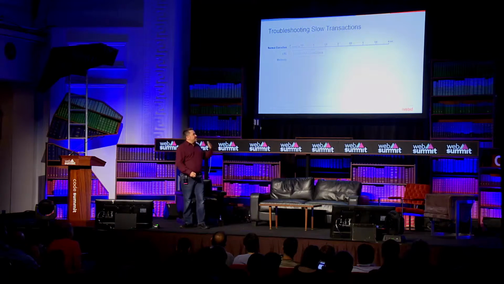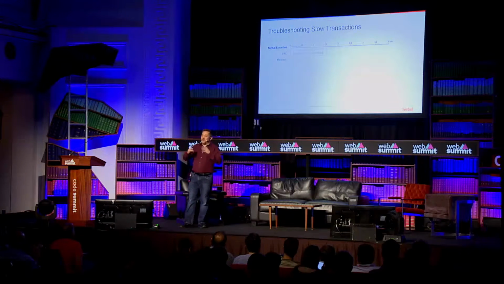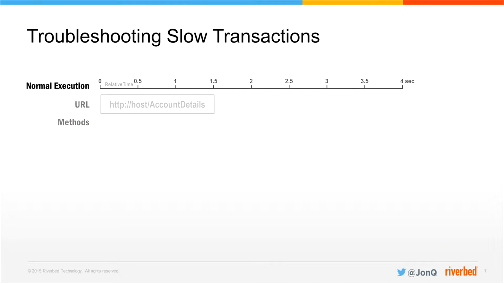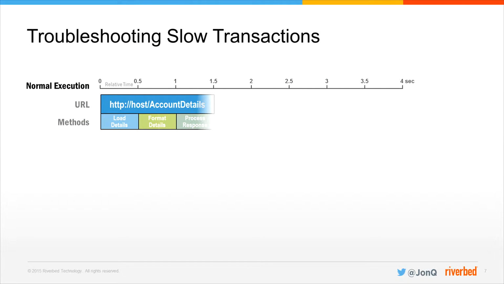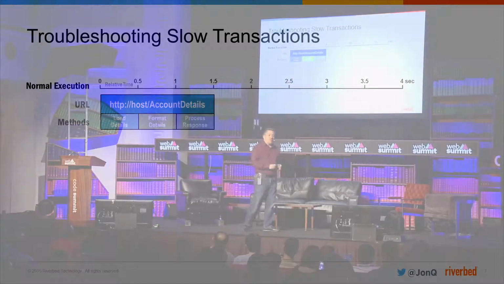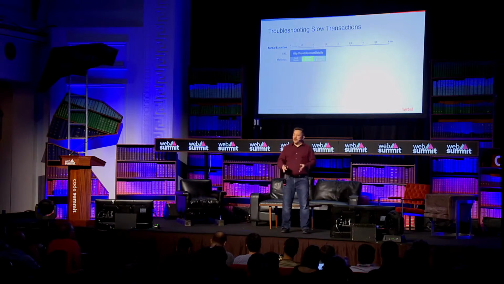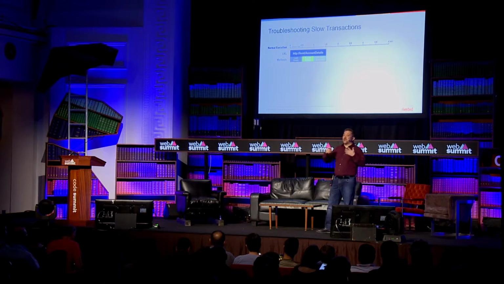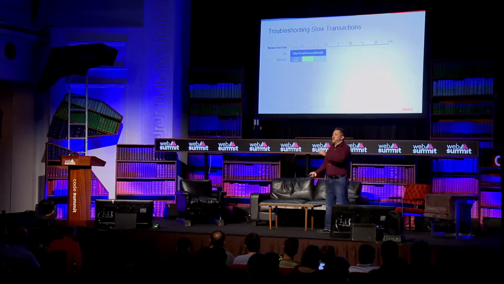So I'm going to use a couple of examples of pseudocode to show this phenomenon. Here we have a URL, an account details page, and inside it's very simple. There are 3 methods that make up this total 1.5-second response time. Now when we look at this, they all equally take 500 milliseconds, and this is a normal transaction, so what we expect to see in our code if we run a continual loop of it.